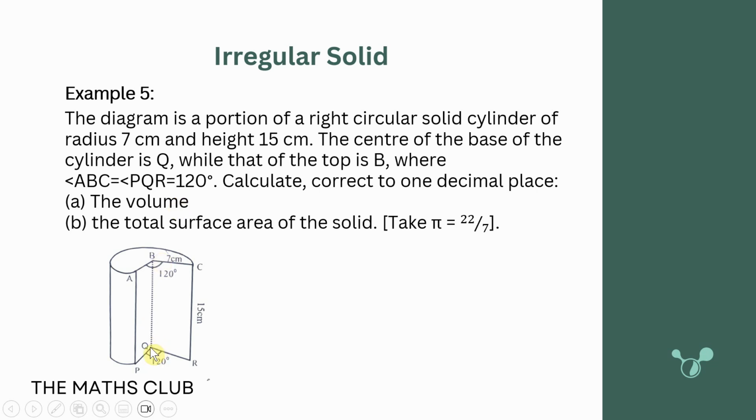This is Q. This is the point. So it's at the center, while that of the top is B. So this is the center B. Where angle ABC is 120 degrees and angle PQR is 120 degrees. Calculate, correct to 1 decimal place, the volume and total surface area of the solid. Take pi to be 22/7.